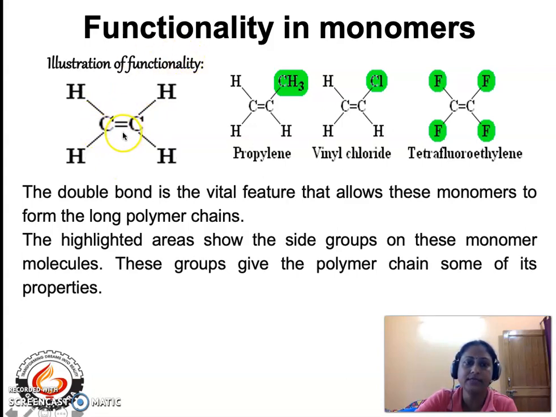In this case, you see that this is a C double bond C, and the side groups attached are CH3, the chloride or the fluoride, or simply an H. So the propylene molecule, the vinyl chloride or the tetrafluoroethylene, all these will behave as monomers. The double bond is the vital feature that allows these monomers to form a long polymeric chain. The highlighted areas, that is CH3, the chlorine or the fluorine, are the side groups on these monomer molecules, and these side groups give specific properties to a polymer molecule.